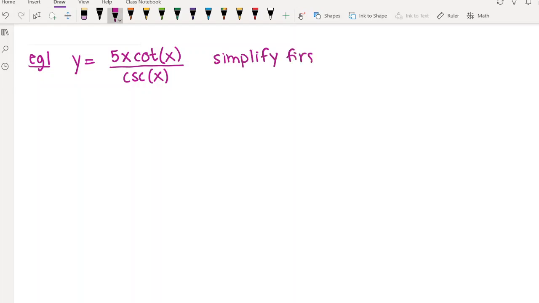And sometimes maybe you'll try to simplify and it won't work, but I think it's always worth a shot, especially when you're dealing with trig. Just see if you can rewrite everything in terms of sine and cosine and see if anything comes out from it. So cotangent is the same thing as cosine over sine, right? So I'm going to write it like this. I'm going to say 5x times cosine of x over sine of x.